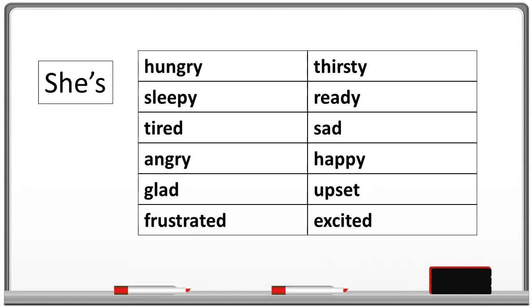Next one. Excited. She's excited. She just won the lottery. She's excited. Notice the pronunciation. Excited.